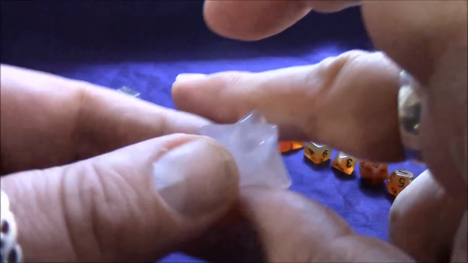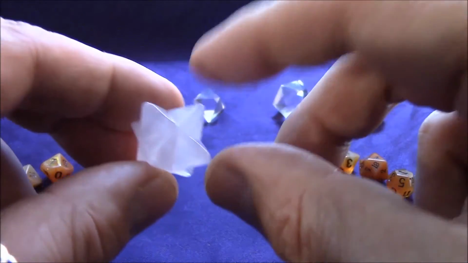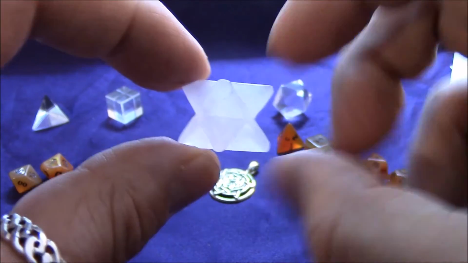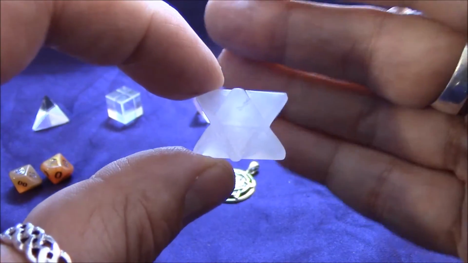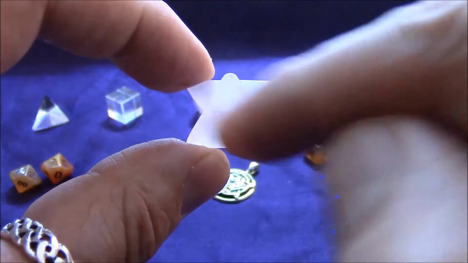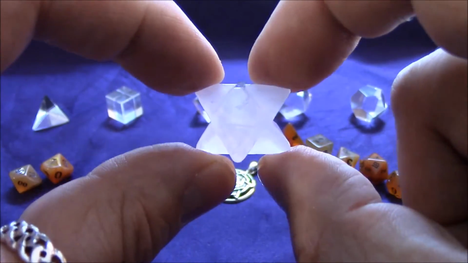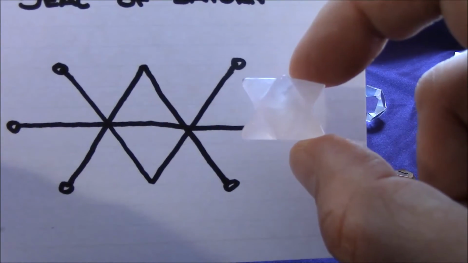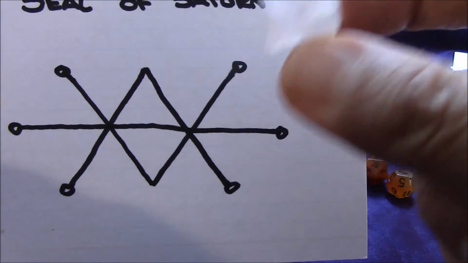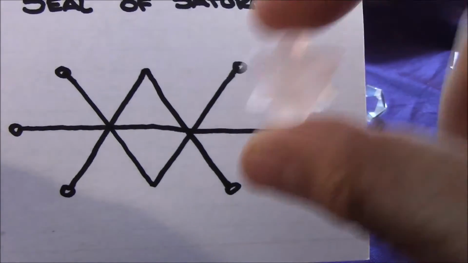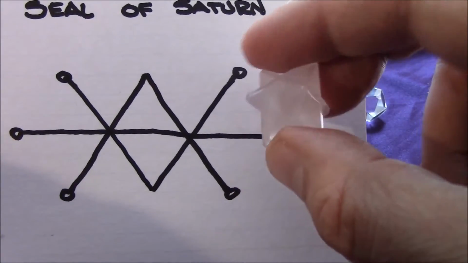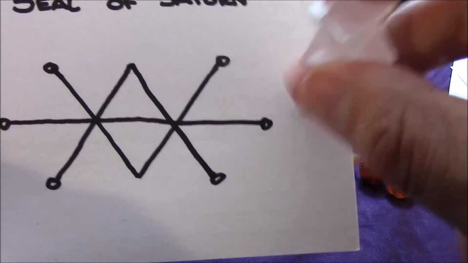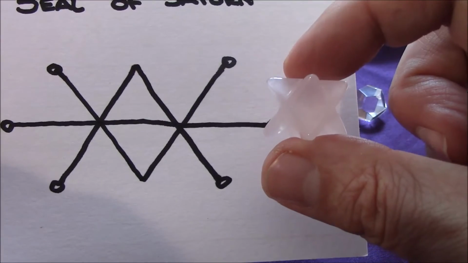Okay? If we turn this like so, now the story is revealed. Do you see it? There it is. There's your Seal of Saturn. A V down, a V up, and a line straight through the center. This is why the star tetrahedron is actually also the Seal of Saturn. It's merely a matter of perspective. You simply have to turn it in such a way so that you can see it. And there it is.